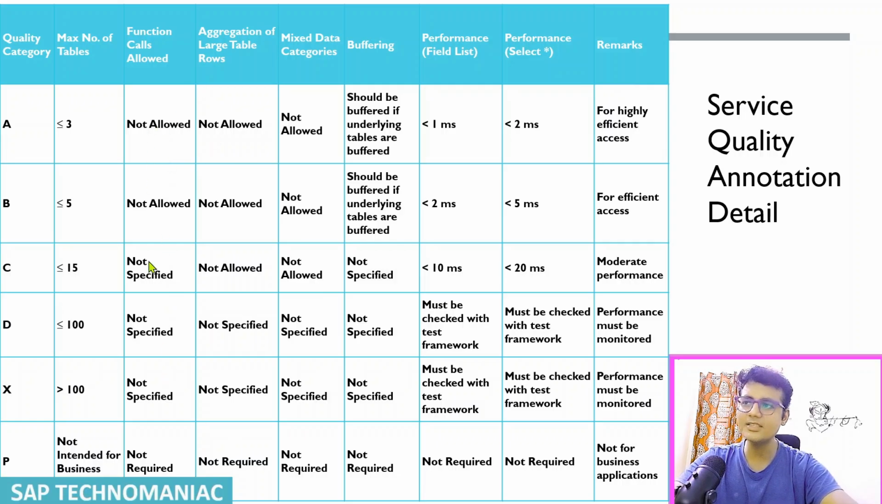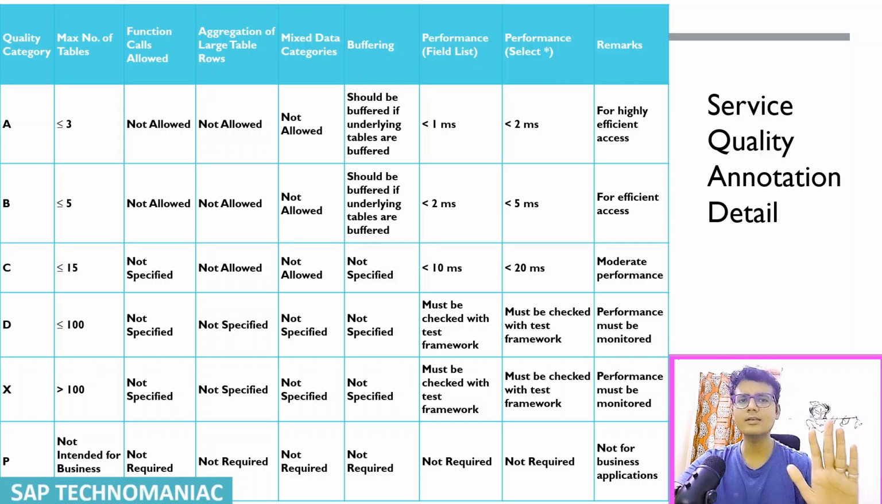In ABC, it should be either one kind of data: either master data or transactional data. But in D, it can be a mixed data category, so you can have transactional data and master data together. And X and P, avoid using them. Always use A to D.